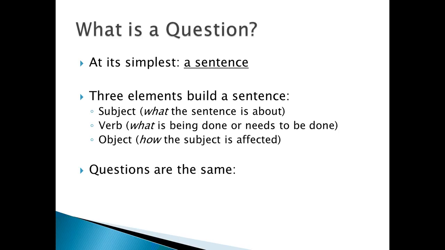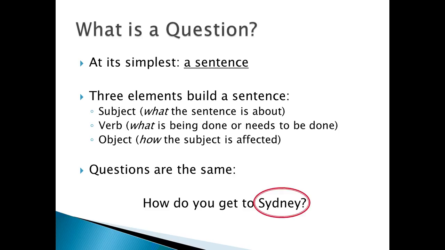Questions are the same as sentences. There is a subject, a verb, and an object. For example, in this question, how do you get to Sydney? We can see these three items at play. The subject of our question is Sydney. We're talking about the city of Sydney. Our object is get to. We're trying to establish how we get to Sydney. And the verb of the sentence is how. We want to be given directions.